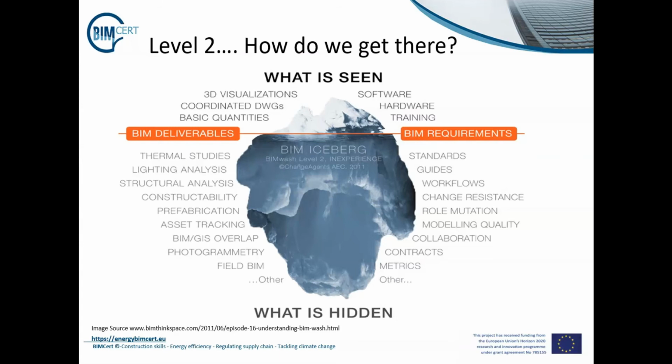In regard to BIM deliverables, most people would understand that with a BIM model, some of the key benefits are 3D visualizations, coordinated drawings, as well as production of basic quantities. Well, as we explained and looked at BIM through the different processes, we know it can do a lot more than that. It can be used for thermal studies, lighting analysis, structural analysis, constructability review to help in prefabrication, to track assets, BIM GIS overlap, photogrammetry, as well as being used on site through field BIM.